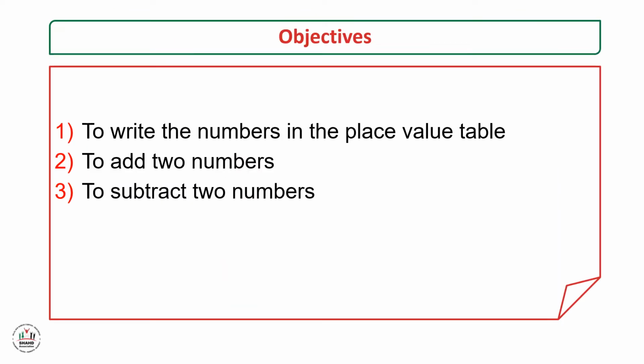Our objectives for this lesson are: the first one, to write the numbers in the place value table; the second one, to add two numbers; the third one, to subtract two numbers. Let's start.